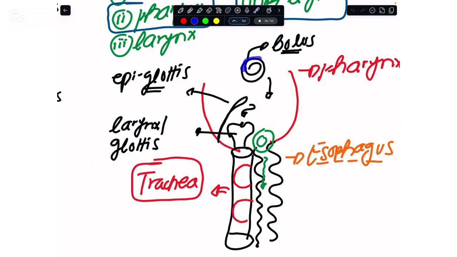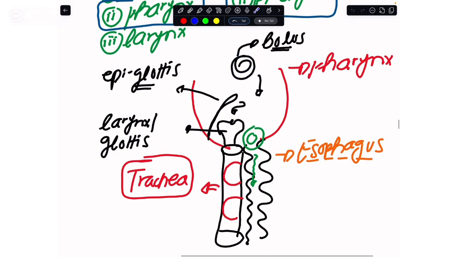So when the bolus of food lies here in the pharynx, there is a possibility that this bolus can also pass into the airways, and if this happens, it is disastrous because it would block your airways and can choke you. So our respiratory system actually has a way to avoid it.